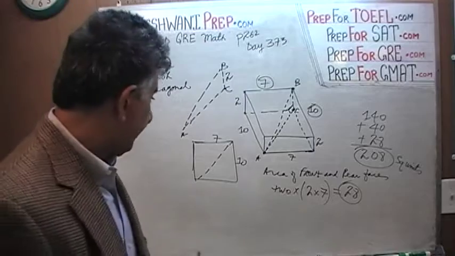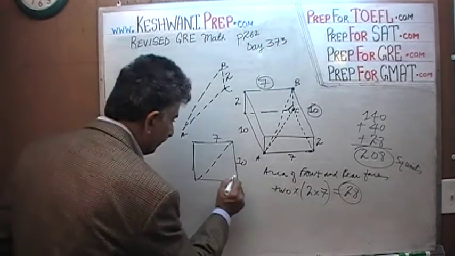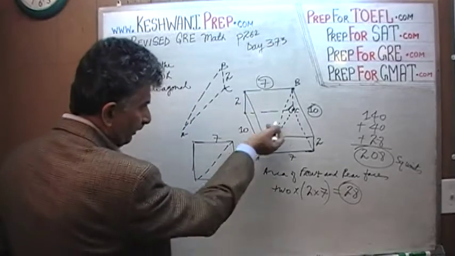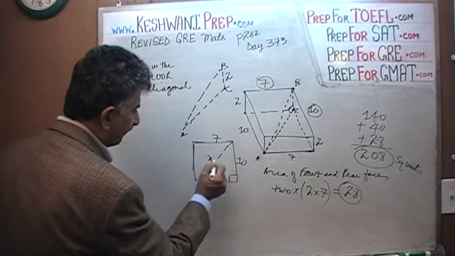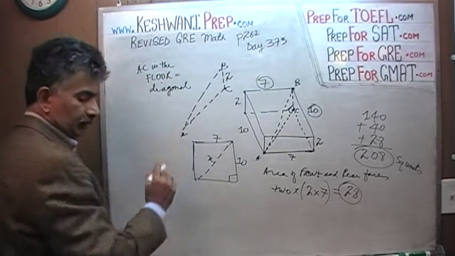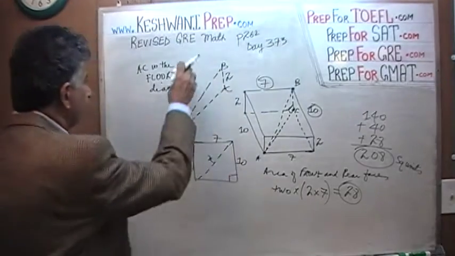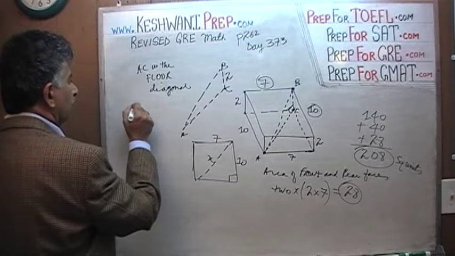And that, again, is a straight application of the Pythagorean theorem, because this, of course, is the right angle, because it is the rectangle there, 10 by 7. So let's call this x here, and that's our floor diagonal. AC is the floor diagonal. Let's call it x.